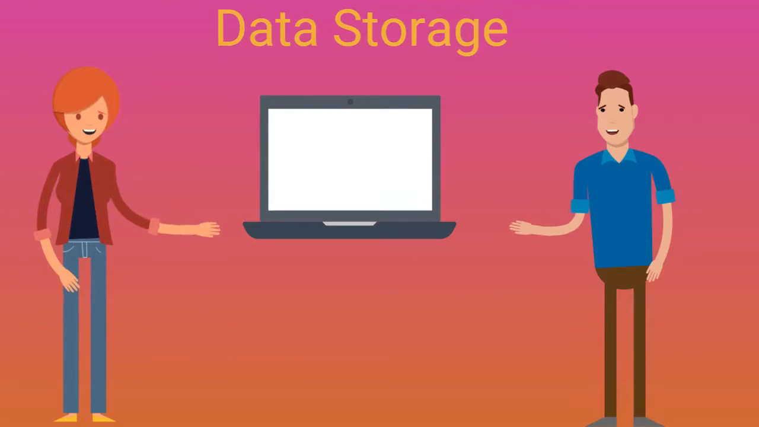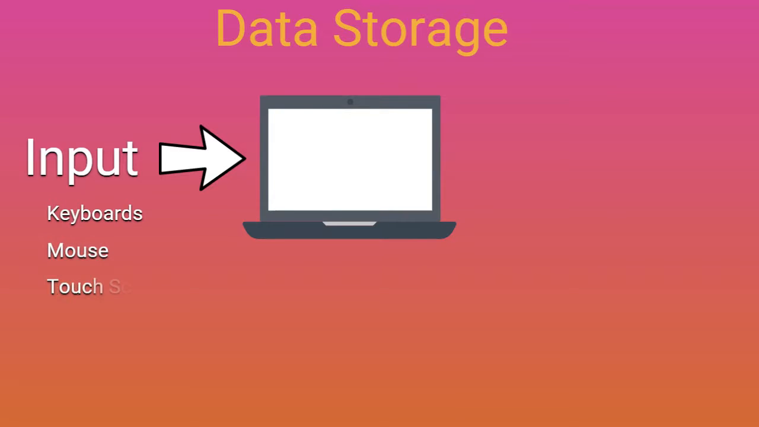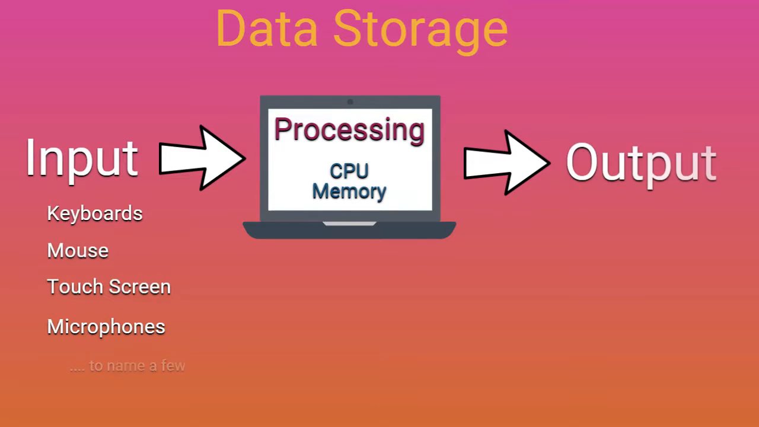All computers work on exactly the same model. They receive input from keyboards, the mouse, touchscreens, and even microphones, to name but a few. The central processing unit and memory then process this data in some way and output the information to the computer screen, the printer, or even the speakers. Again, there are far more output devices than mentioned now.